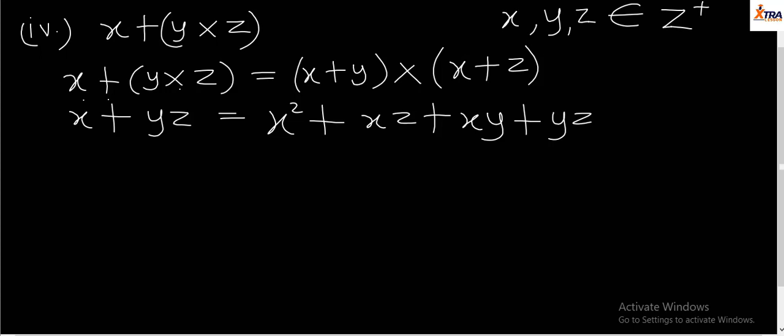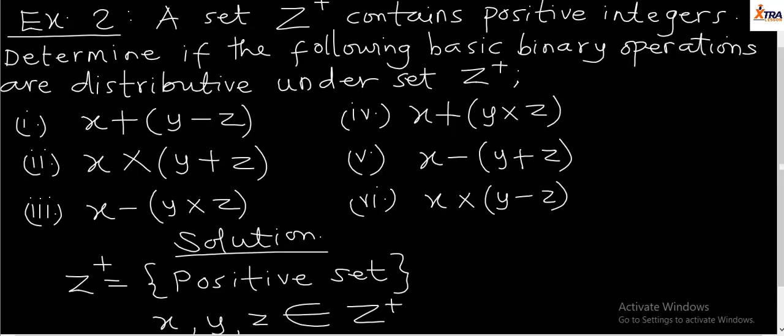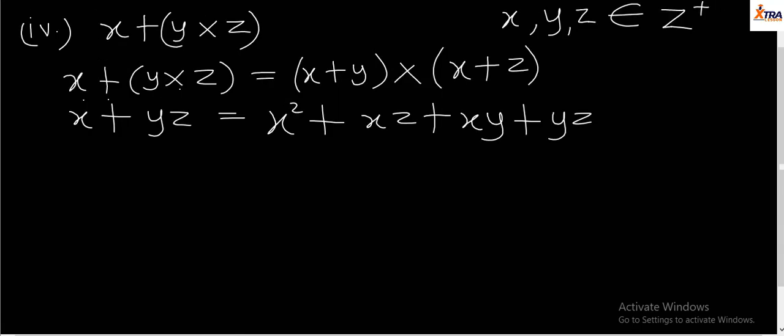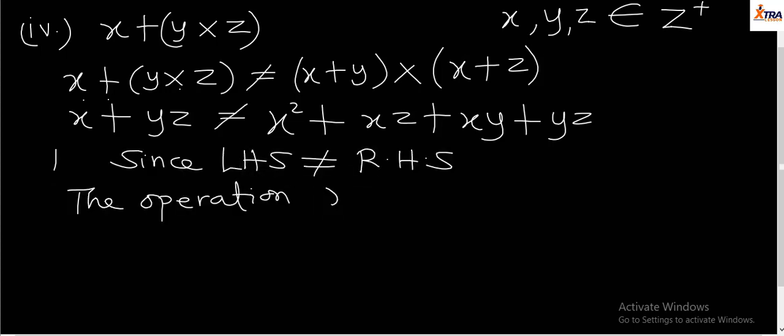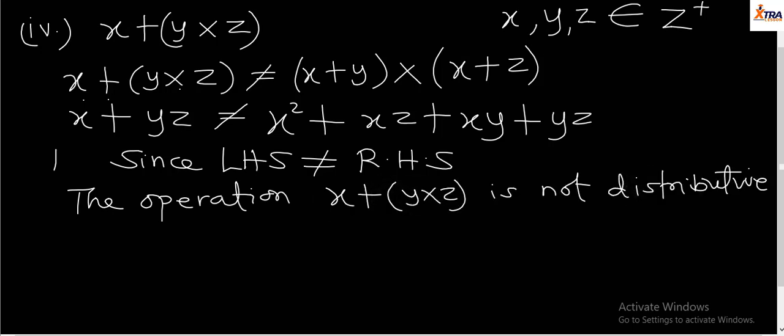And then we realize that since they are totally different, then we can say that the operation, since the left hand side is not equal to the right hand side, then we can say the operation x plus y times z is not distributive under set Z plus.